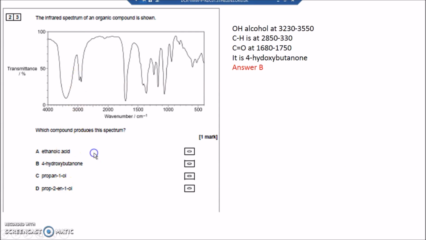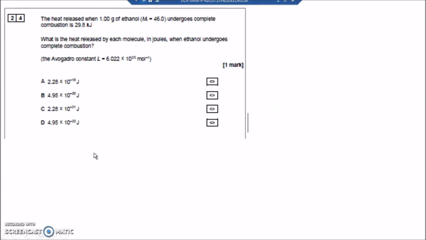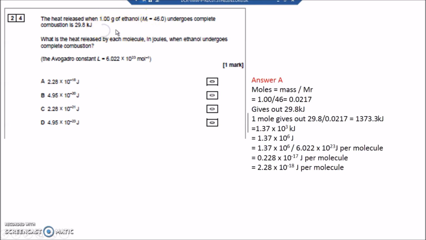24. The heat released when 1 gram of ethanol, MR 46, undergoes complete combustion is 29.8. What is the heat released by each molecule in joules when ethanol undergoes complete combustion? Well, first of all, let's take it one step at a time. I've got a mass and I've got an MR, so let's work out the number of moles of this ethanol. Moles is mass divided by MR. Mass in grams, 1 divided by the MR of ethanol is 46. It's given you a clue, is 0.0217 moles.